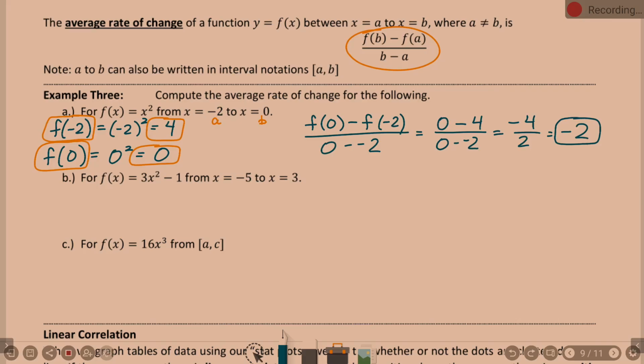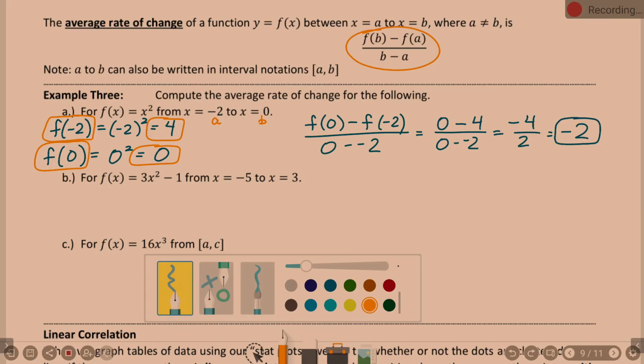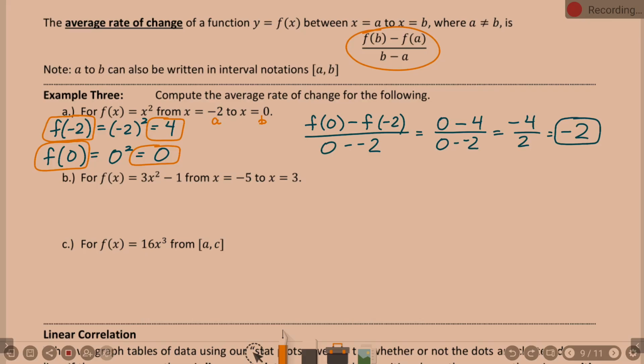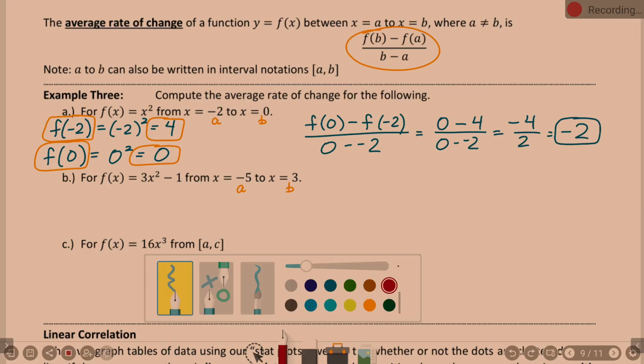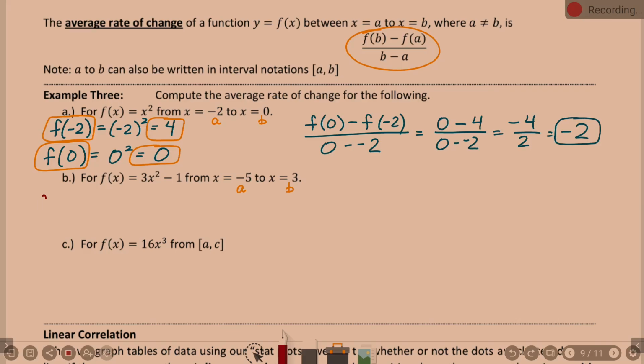We want to look at the average rate of change for f of x equals 3x squared minus 1 from x equals -5 to x equals 3. So they gave me a new function, f of x, and they also gave me new what? A and B? Okay, you can jump right into your setup if you want, or what I'm going to do is start off by finding f of -5 and f of 3. Finding those values requires a little more work this time, right?